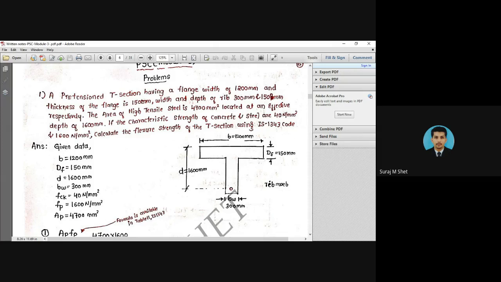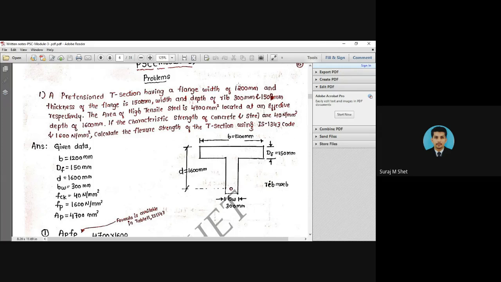They already mentioned a pre-tensioned T section having a flange width of something. They are not mentioning bonded or unbonded. If not mentioning bonded or unbonded, you have to assume it as bonded. If they mention unbonded, then only you have to refer to unbonded. If not mentioned, you have to assume a bonded section.